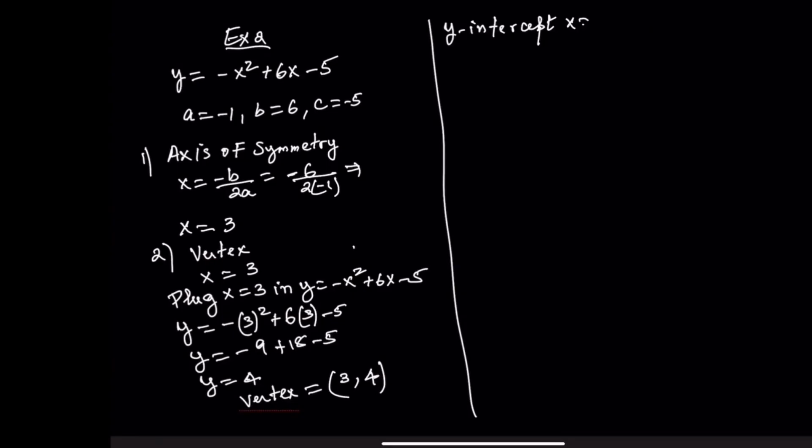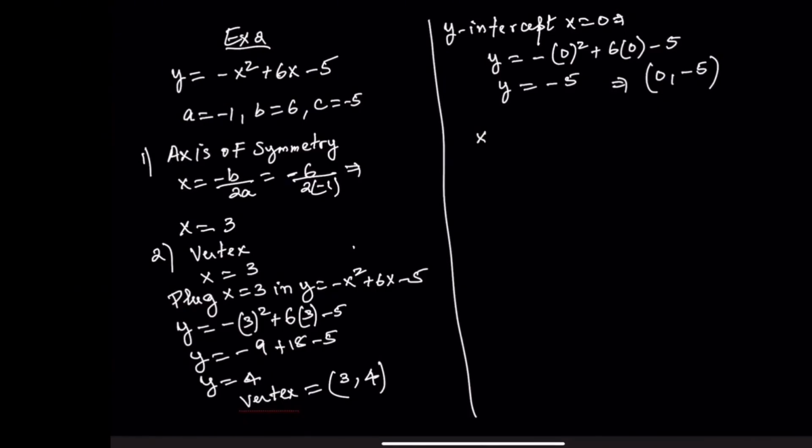To find the y-intercept, let x equal 0. Plug it into the equation, negative 0 squared plus 6 times 0 minus 5. That simplifies to y equals negative 5. So the y-intercept is at 0, negative 5. Now let's find two more points close to the axis of symmetry. Start by letting x equal 4 and x equal 5.